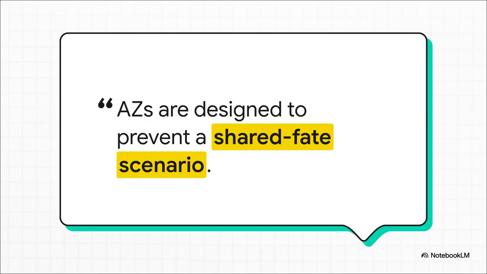The ultimate goal of all this physical separation is to prevent what's called a shared fate scenario. Basically, a severe lightning strike, a fire, or an earthquake shouldn't wipe out your entire application. Common points of failure simply aren't shared across different availability zones.